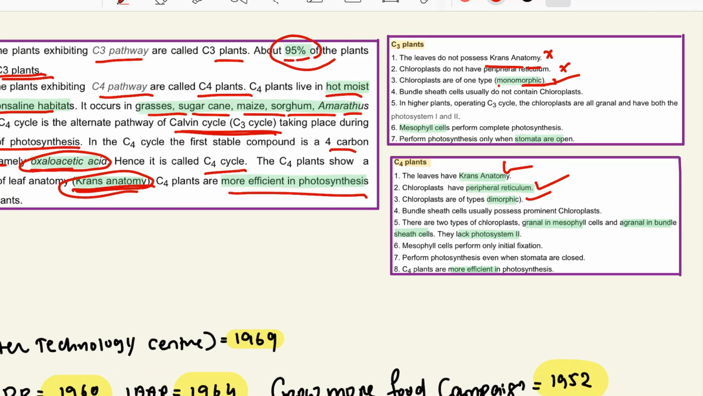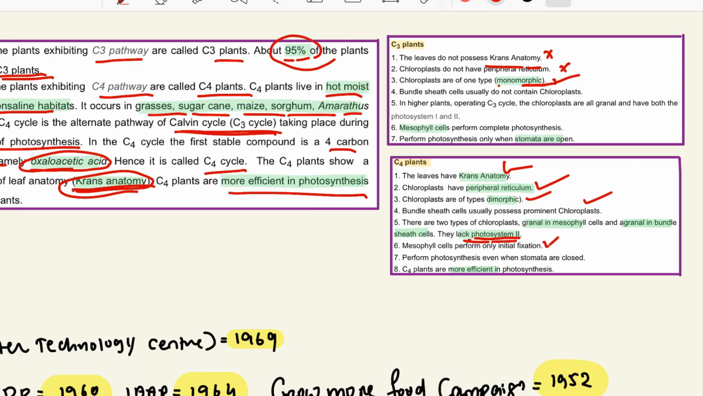In C3 plants the bundle sheath cells do not contain chloroplast, but in C4 plants bundle sheath cells usually possess prominent chloroplast. In higher plants operating the C3 cycle, the chloroplasts are granal and have both photosystem 1 and 2, but in C4 plants photosystem 2 is absent. In C3 plants mesophyll cells perform complete photosynthesis, but in C4 plants mesophyll cells perform only initial fixation.